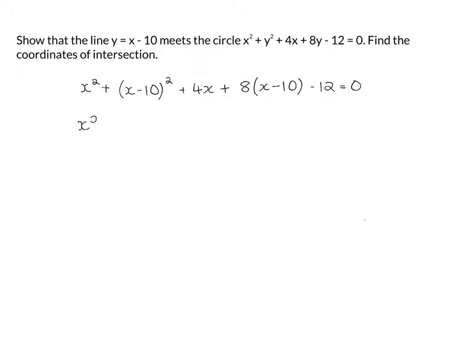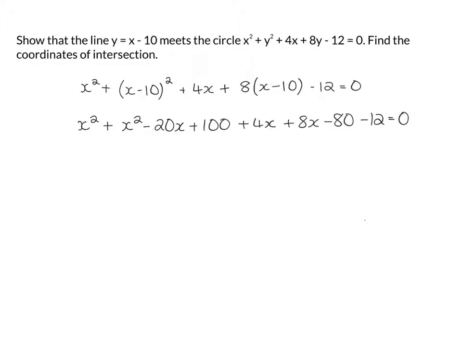So x squared plus x squared minus 20x plus 100 plus 4x plus 8x minus 80 minus 12 is equal to 0. So yeah, you can see these do take up quite a lot of space along your page, but there's nothing in here that's overly complex in terms of squaring things and multiplying things out. It's just all the algebraic manipulation that you've been doing already.